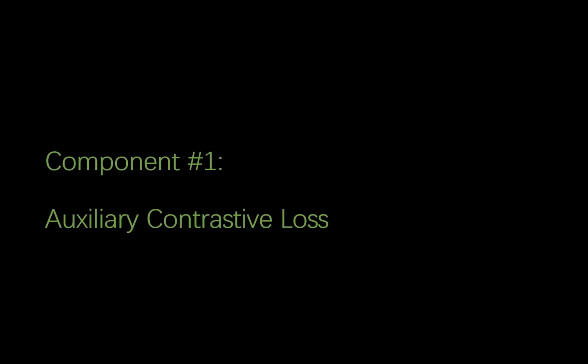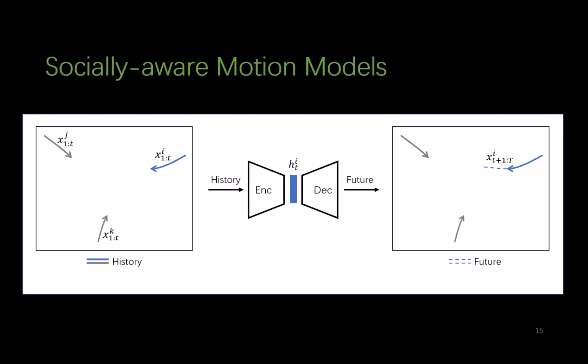Now let's first have a close look at the social contrastive loss through an example in the forecasting context. Most of the recent forecasting models are built with encoder-decoder-based neural networks, where the encoder extracts a representation of the historical observations from time 1 up to time t with respect to the agent i, and then the decoder rolls out the future trajectory recursively.